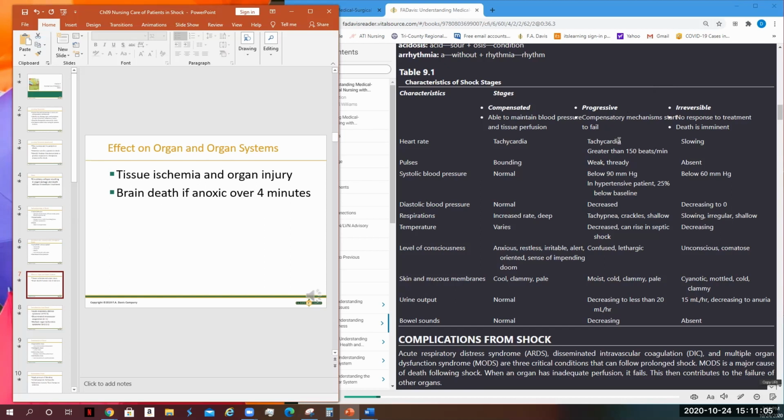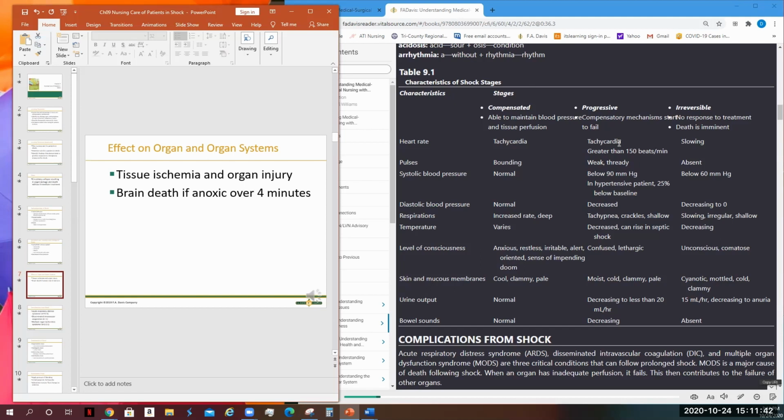And so you will have a tachycardia that's greater than 150 beats per minute. At that point, the pulses will have become weak and thready. Most likely your systolic blood pressure is going to be below 90, and in hypertensive patients it will have dropped by 25% from their baseline. And you'll see a decreased diastolic blood pressure as well. Your respirations will be fast. You'll have tachypnea with crackles, and they will be shallow respirations.